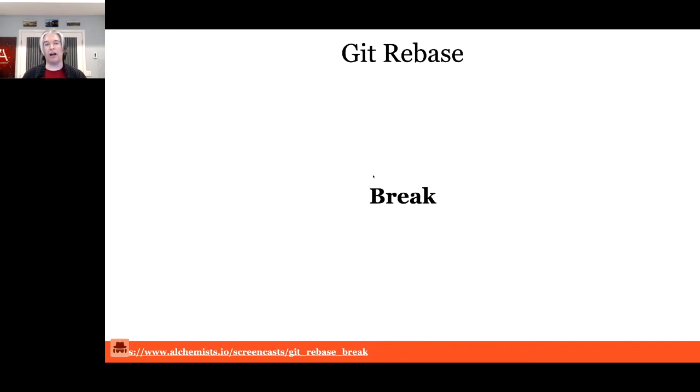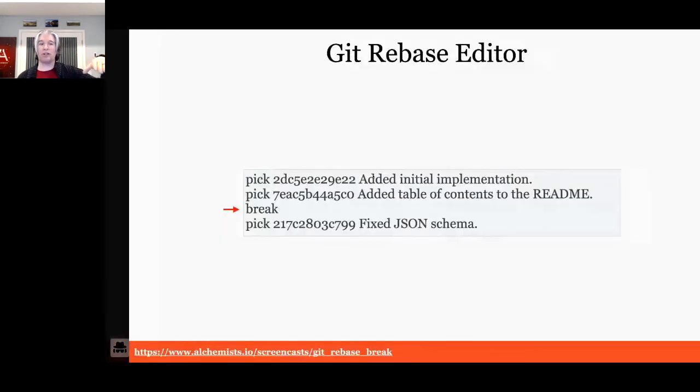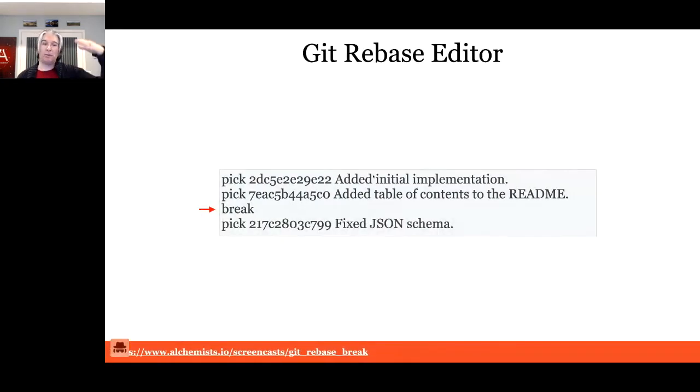And along those lines is another command called break. It works a lot like exec, but it actually doesn't do anything. It's more like a debugger statement. So same thing as before, we'll figure out which commit we want to break at, and we'll put a break command after that. In this case, what the Git rebase editor is going to do is go through those first 2 commits, and then it's going to halt at the break and just kind of hang out until you're ready to do something.